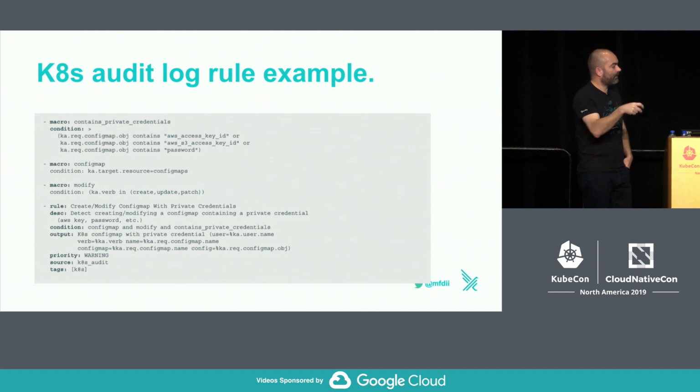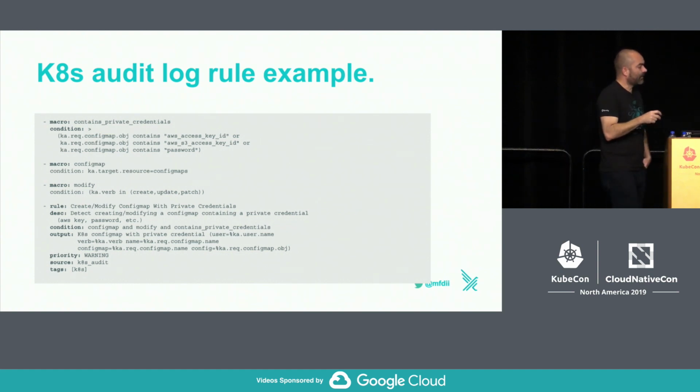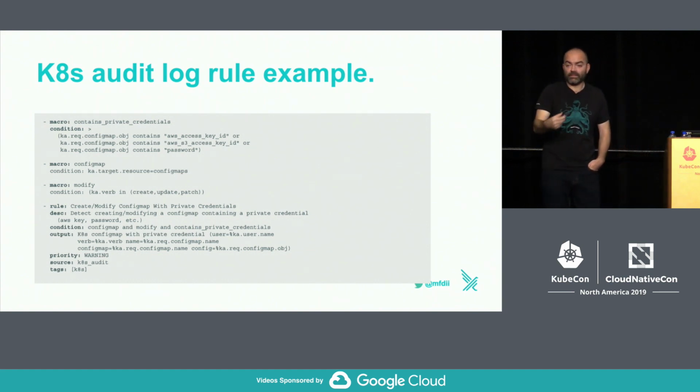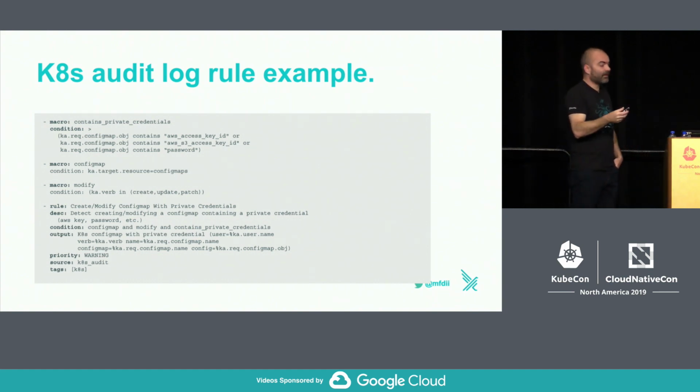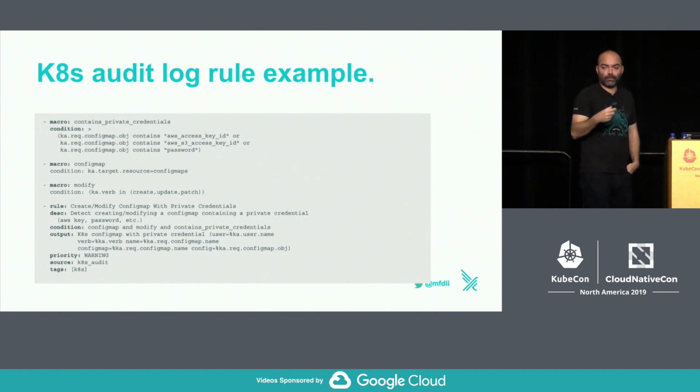So we now have a macro called config map, so ka.target.resource config maps, meaning that we're manipulating the config map through the API. We're doing a create, update, or patch, so any one of these actions, and then we have the rule itself. So if it's a config map, somebody tried to modify it, and it contains private credentials, we'll get the alert that a config map was created with private credentials, and we'll get who did it. We'll also get the entire config map and all the data in it. So if you did store a secret in there, we've now leaked your secret, and we're forcing you to rotate it.